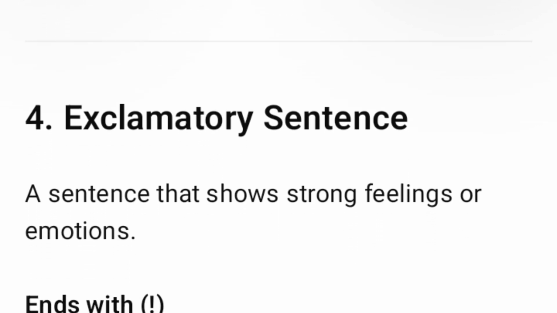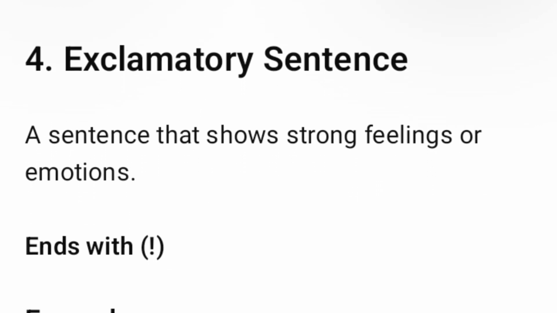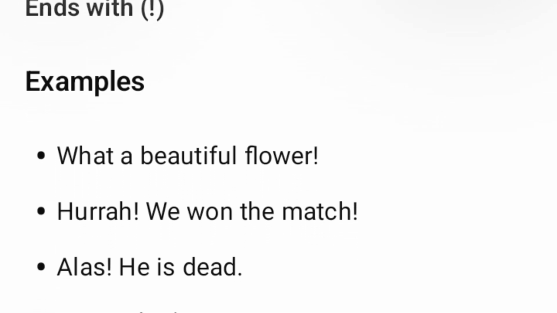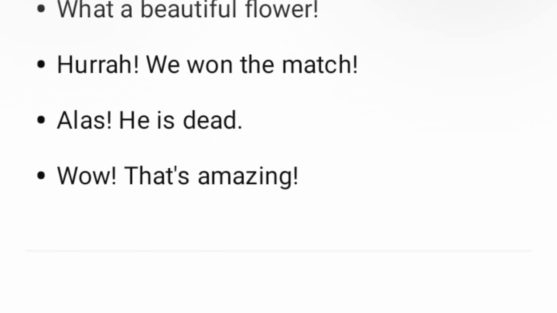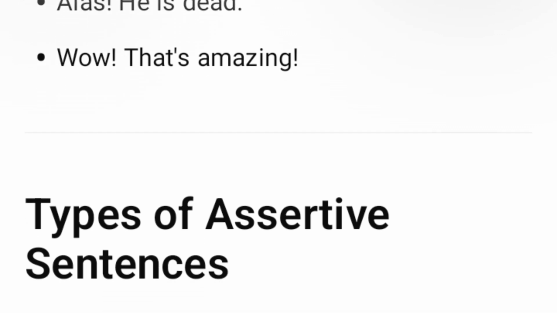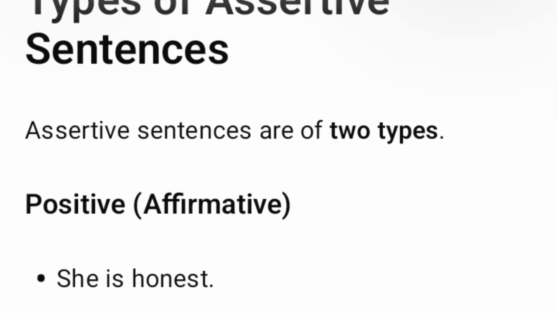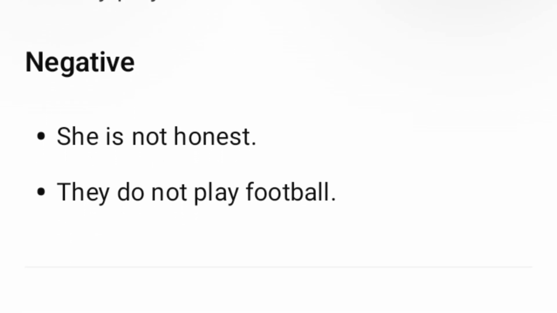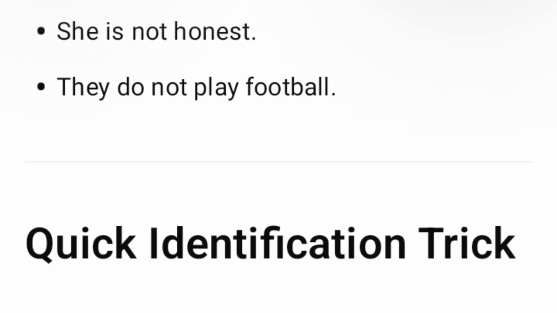4. Exclamatory sentence. A sentence that shows strong feelings or emotions. Ends with an exclamation mark. Examples: What a beautiful flower! Hurrah! We won the match. Alas, he is dead. Wow, that's amazing. Types of assertive sentences. Assertive sentences are of two types. Positive, affirmative: she is honest. They play football. Negative: she is not honest. They do not play football.